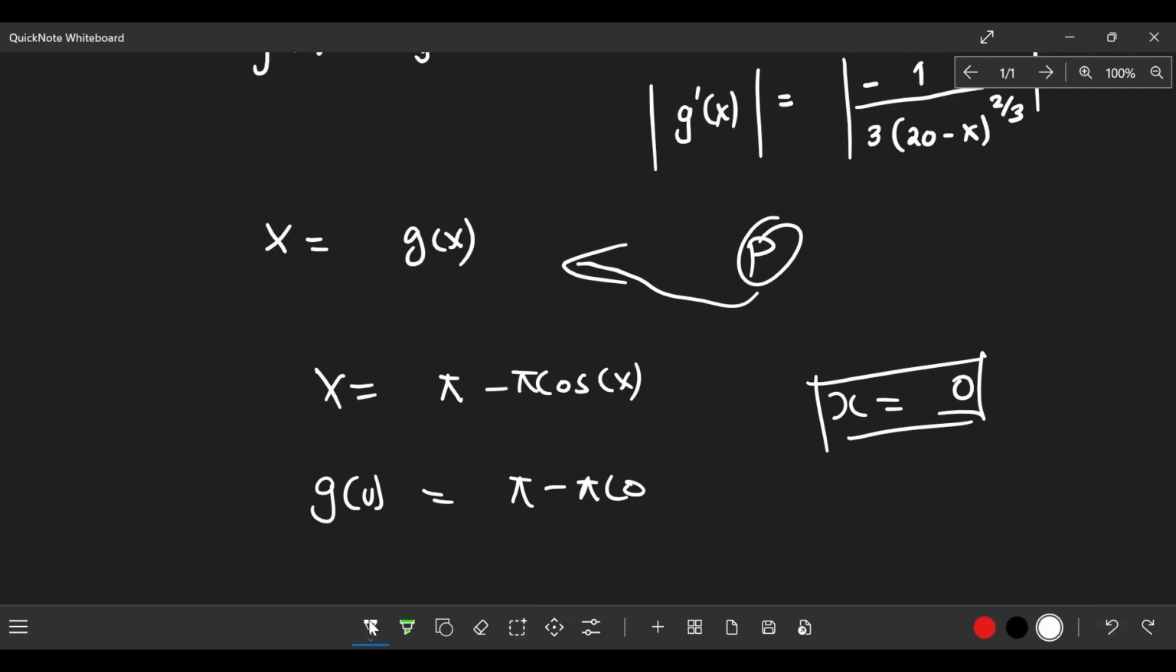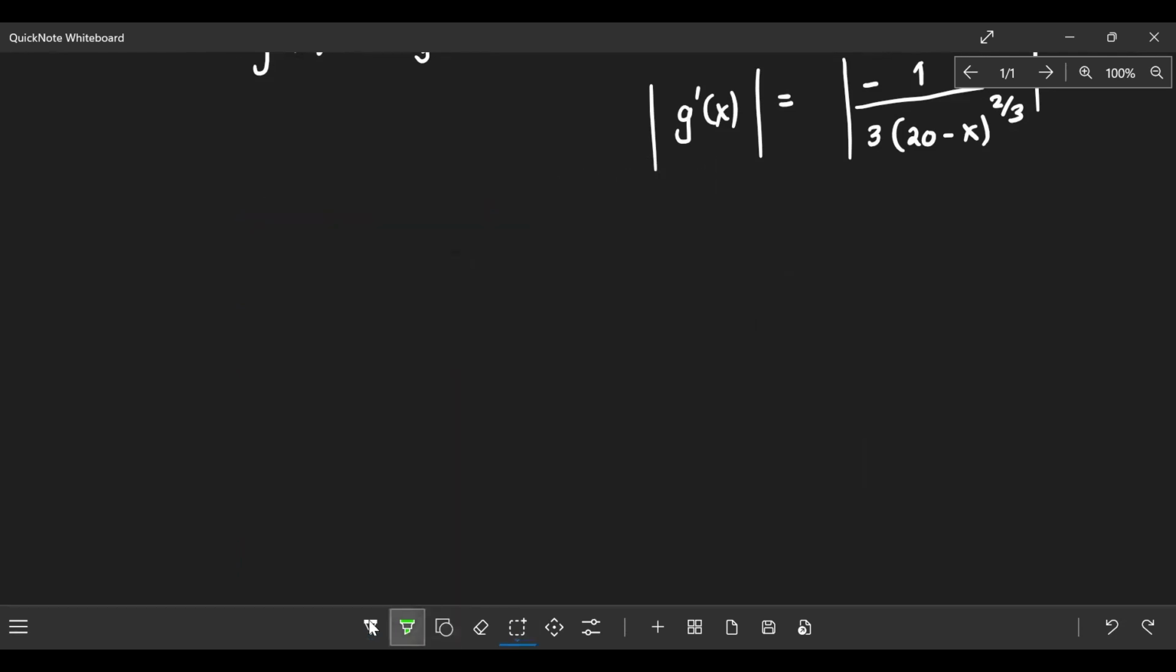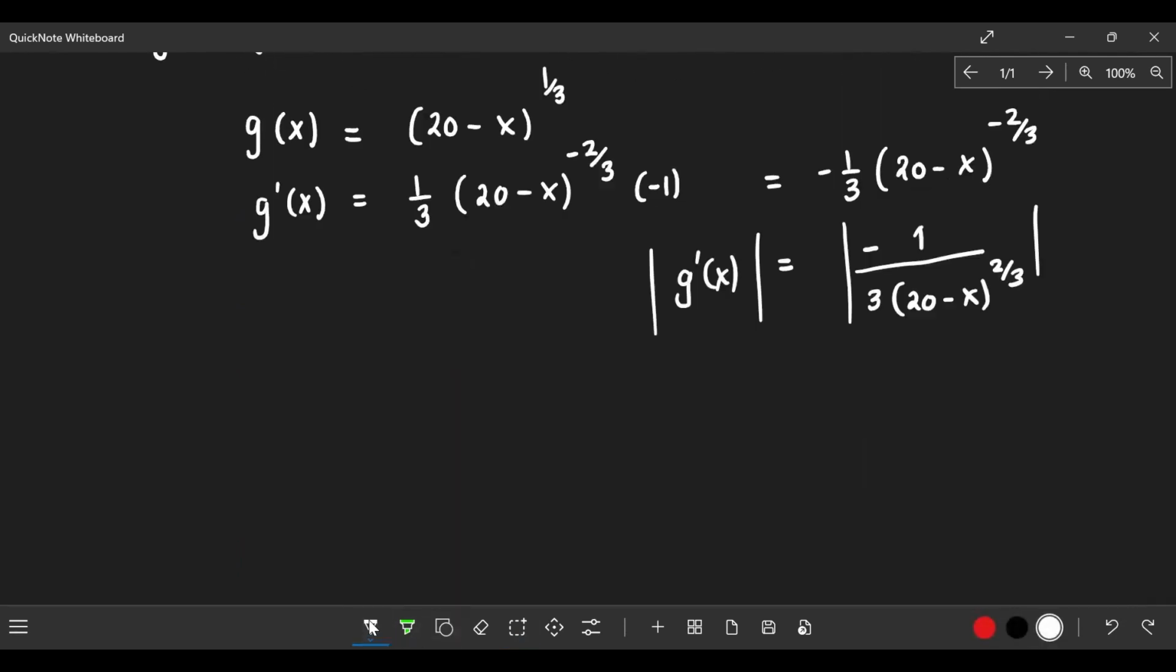So I'm going to have cosine 0, right? So what is cosine 0? It's 1, right? So I'm going to have 1 times pi. Pi minus pi, you have 0 still. So you see that you plugged in 0, you get back 0. So that's a fixed point. What you put in the function, it will still give you back the same thing. That's what a fixed point means, the meaning behind fixed point.